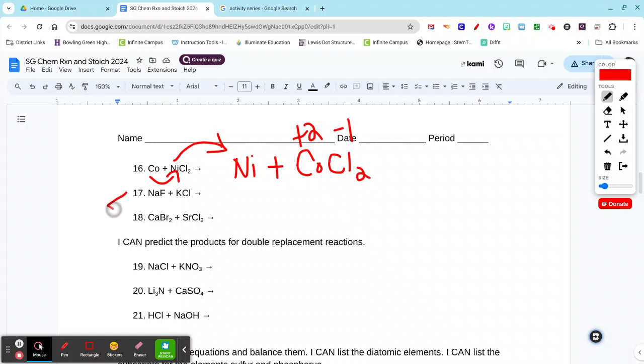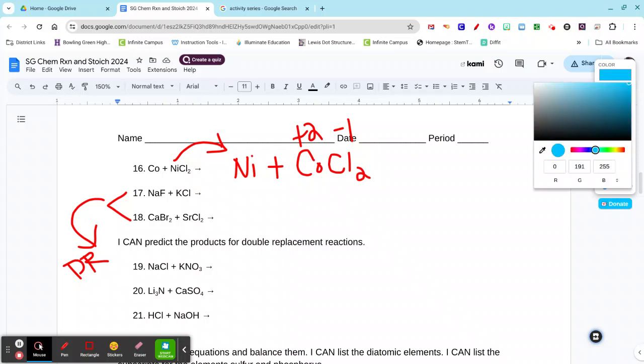Now, I'm sorry, I don't know what happened here. These should be double replacement because you've got 2 compounds, you got 2 compounds. And so we learned that that is exactly what the setup is when you have double replacement reactions.